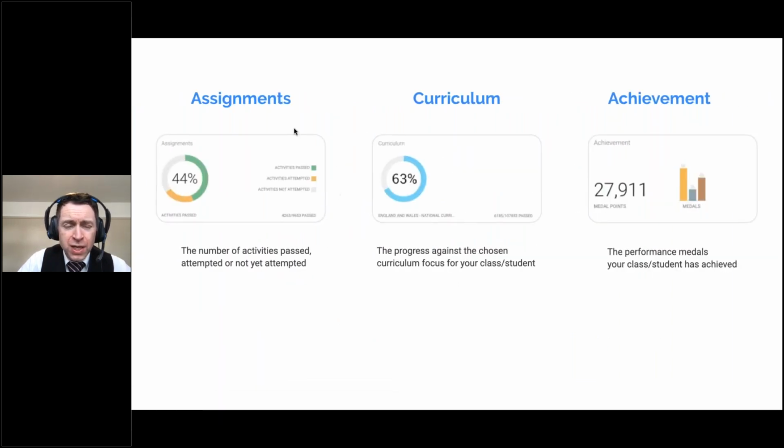The assignment report, first of all. This is simply a report which reflects the progress on the activities that you have assigned to your students. The curriculum report gives you progress on number, algebra, geometry, and different parts of the curriculum.